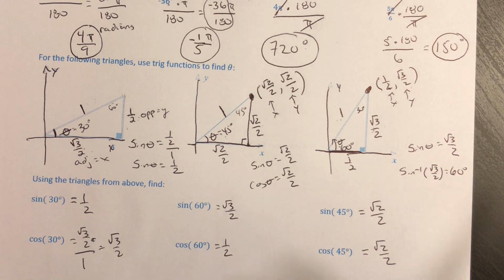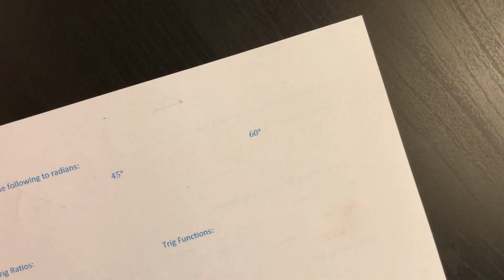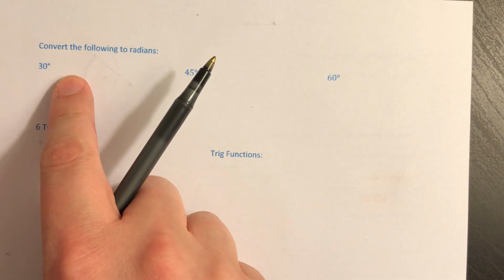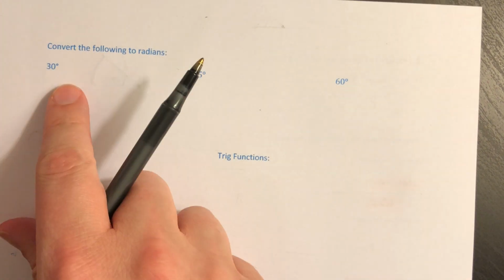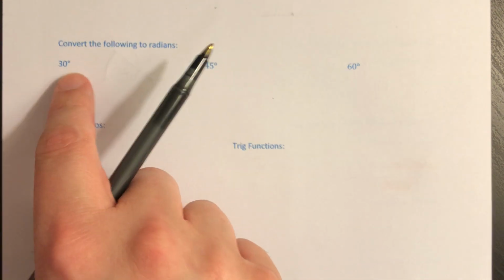Okay, so what I want you to do is flip over to the back side, and I want you to take our special degree rotational measurements that we've just studied, 30 degrees, 45 degrees, and 60 degrees, and use our conversions from the front of your notes to convert these into radians. So go ahead and pause your video and convert these degrees into radians.